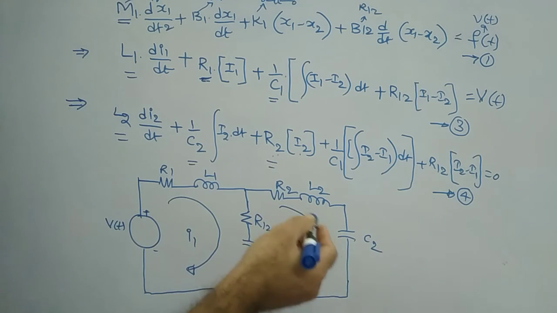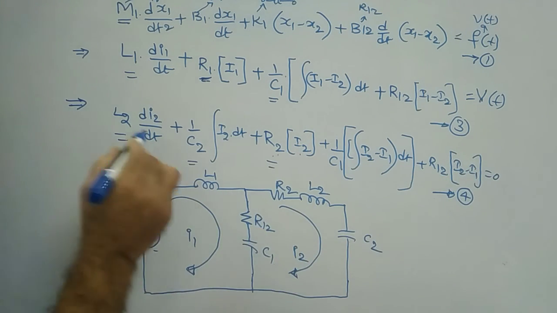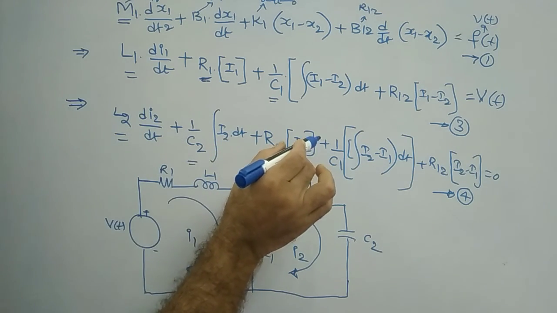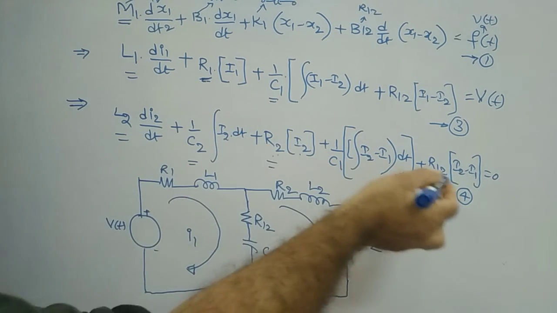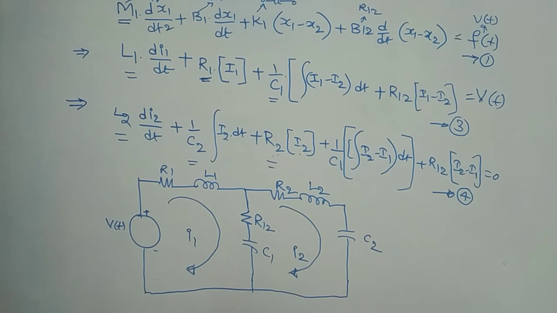And coming to this loop, there is no V of t. So 1, 2, 3, 4, 5 elements will be there. This is the equivalent electrical circuit by applying the force voltage analogy for the given translational system.